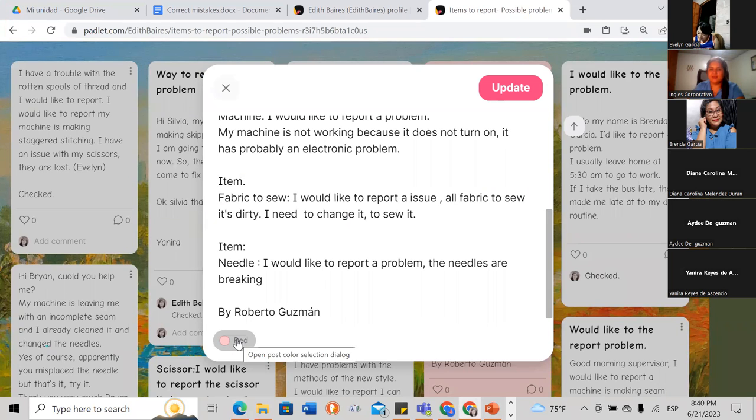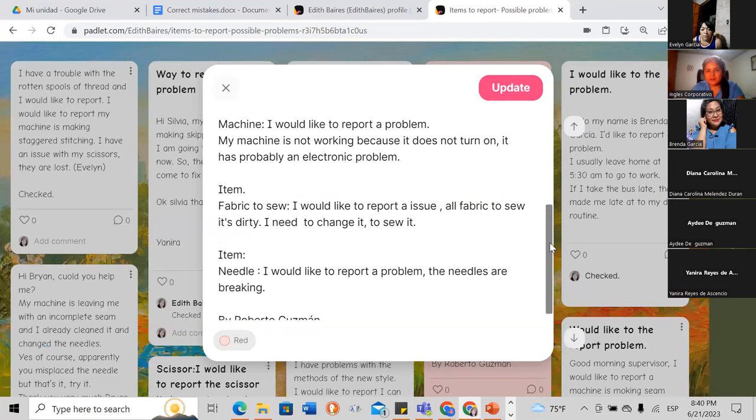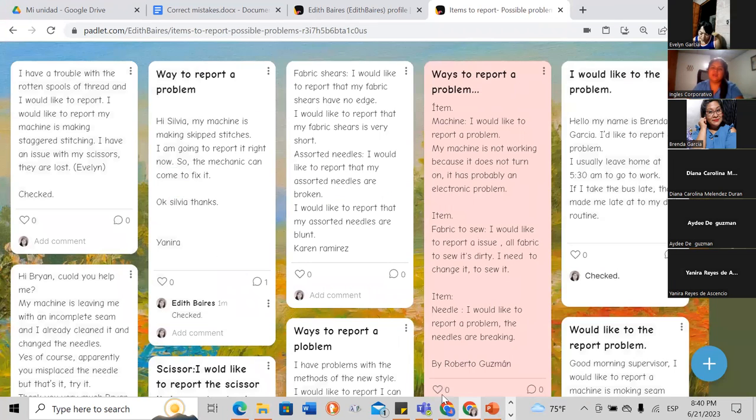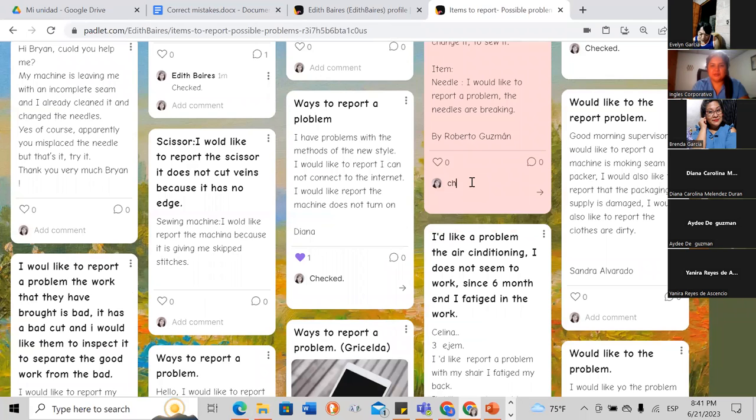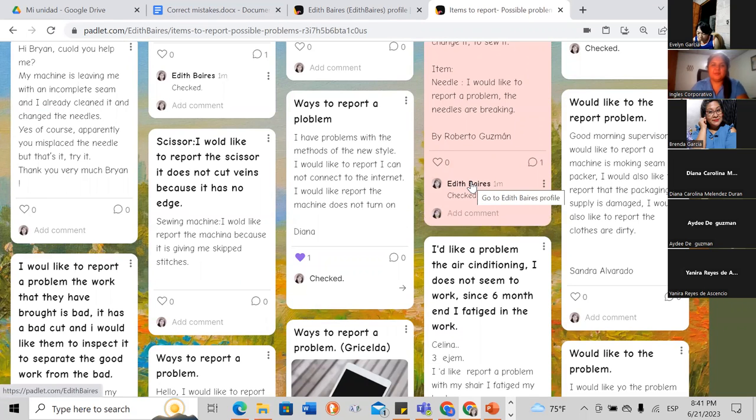The needles are breaking. Okay. Good job. Okay. Good job, dear Robert. Thank you. Let me see. Carlos Ramirez. Oh, I will put it. Check it. Chequeado. Revisado.